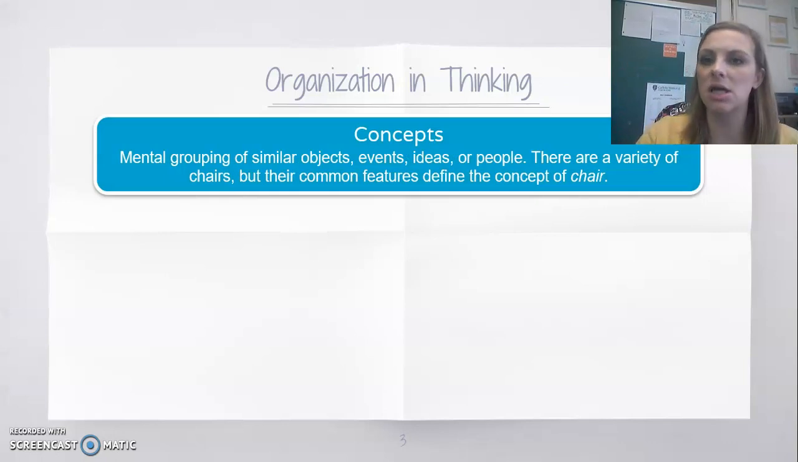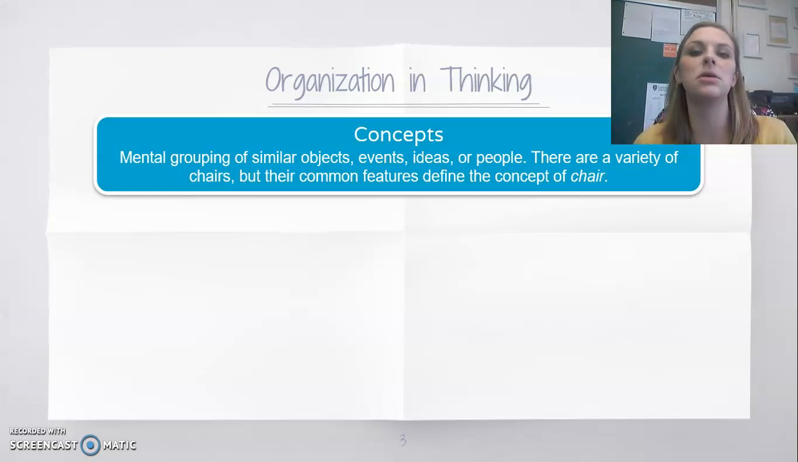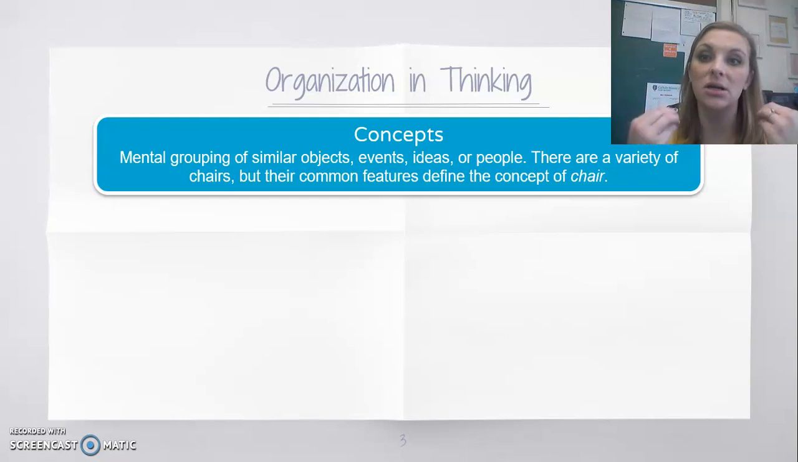We organize our thinking into a number of different categories, okay? We like organization. Our brain likes organization, okay? So we break our thinking down into 3 different categories. The first category are concepts.